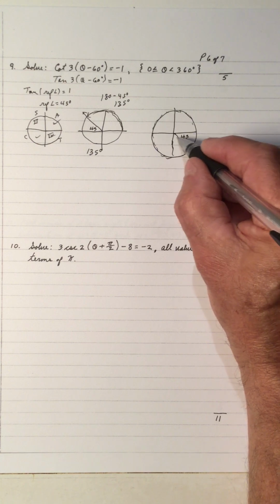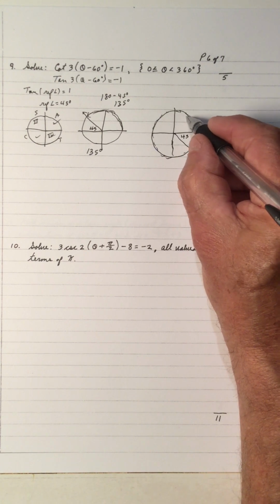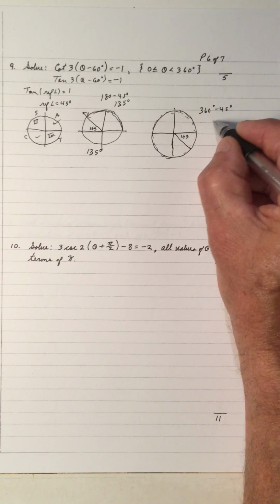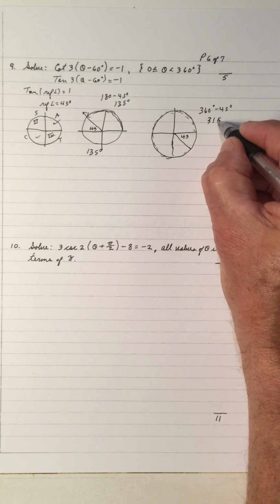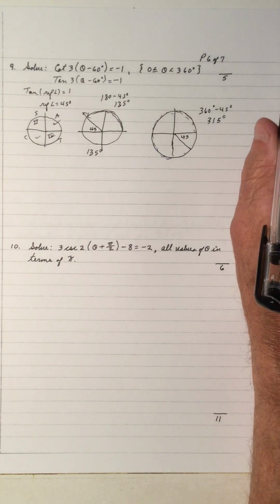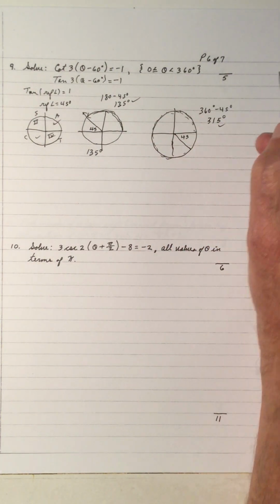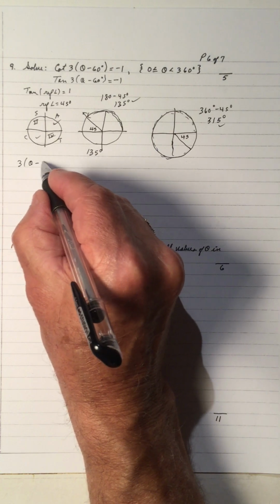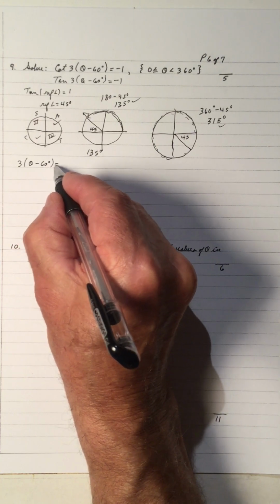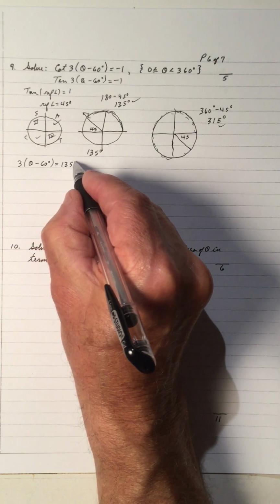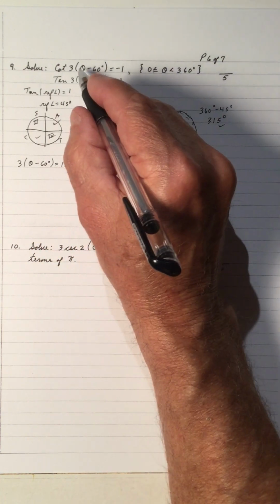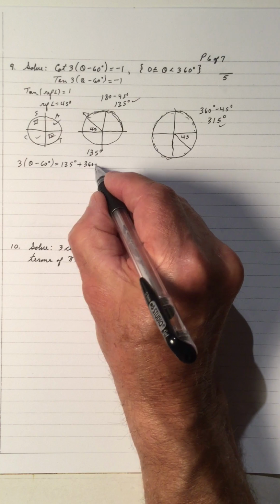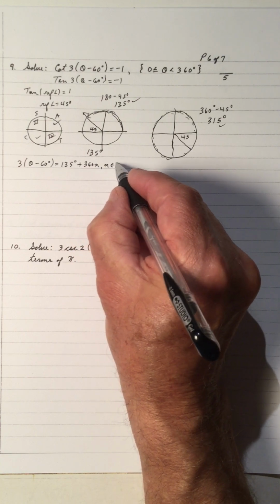Reference angle is between the terminal arm and the x-axis. So this rotation is 360 minus 45, so that's 315. Now that we have the two angles of 135 and 315, what I do is: 3 theta minus 60 equals 135 plus the period of cot or tan, which is the same, so that's 360 n. And again, n belongs to the integers.